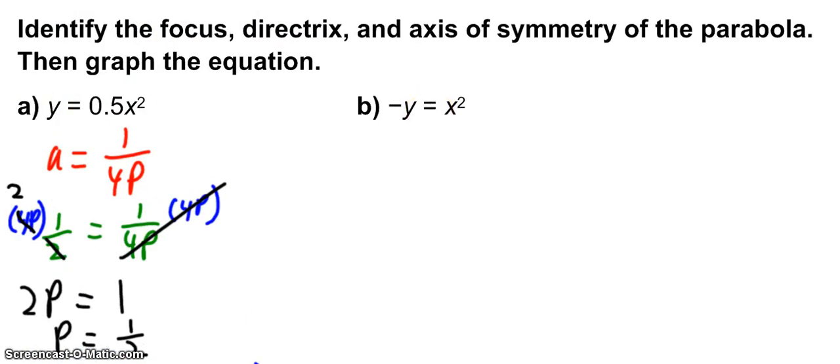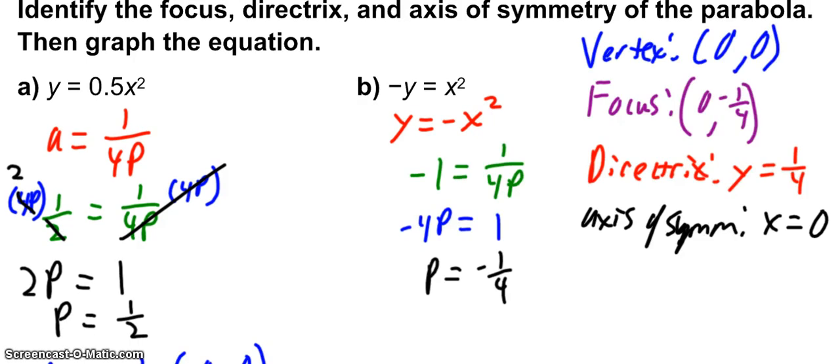Alright, I want you to try and do b. My hint is first let's just rearrange this and make it y equals -x squared. Okay, so now go ahead and pause the video, try and do b. Alright, so here I set -1 equal to 1/4p, and then I multiplied both sides by 4p, so I got -4p equals 1, p equals -1/4.